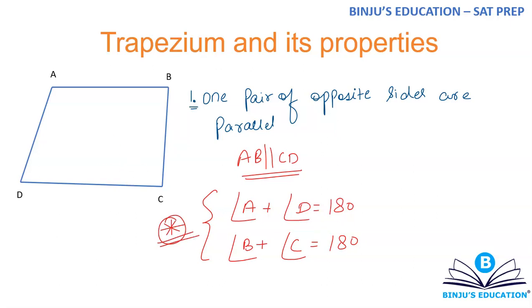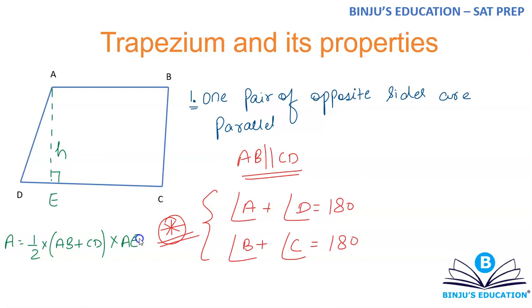Now if you want to calculate the area, then the formula is half into sum of parallel sides, which is AB plus CD in this case, multiplied by the perpendicular distance between them. Let me call this AE, so this will become AE. So it's half into sum of parallel sides multiplied by the perpendicular distance between them. Okay, so that is all that you need to know for a normal trapezium.